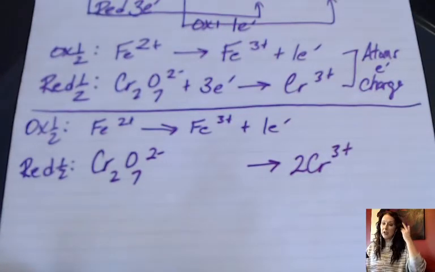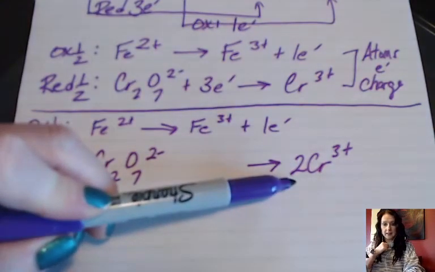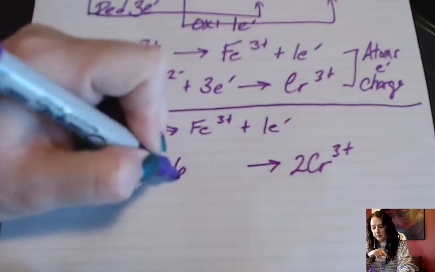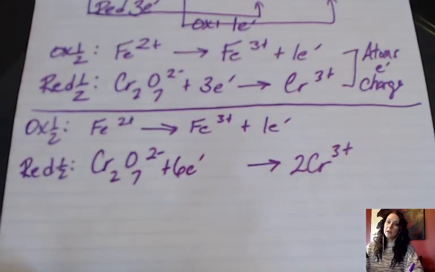But because I changed the number of chromium, I have to go back and change my number of electrons accordingly. So whatever number you're using to balance, in this case it's a 2, I'm going to multiply that by my electrons for a total of 6. Okay, very important. Don't forget that step. If you do, your charge will not work out.